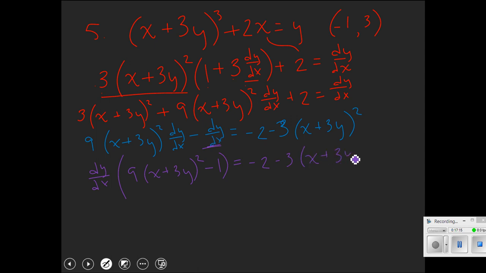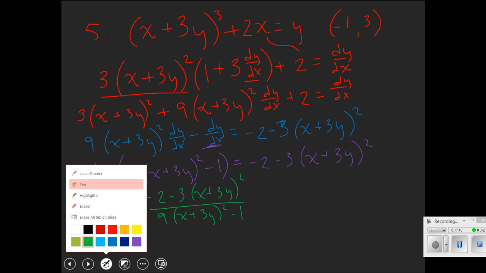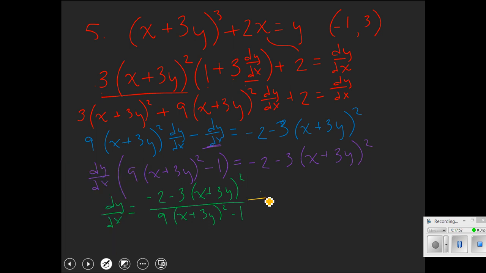So again, like I said earlier, you're just copying a lot of stuff. You don't really have to think about the math of what you're doing. You just copy. Okay, our last step is that we're going to divide both sides so that we get dy/dx by itself. So we have negative 2 minus 3 times (x plus 3y) squared all over 9 times (x plus 3y) squared minus 1. So that's a lot, but it's okay. We're almost done. We just want to remember that we have to plug in some points.